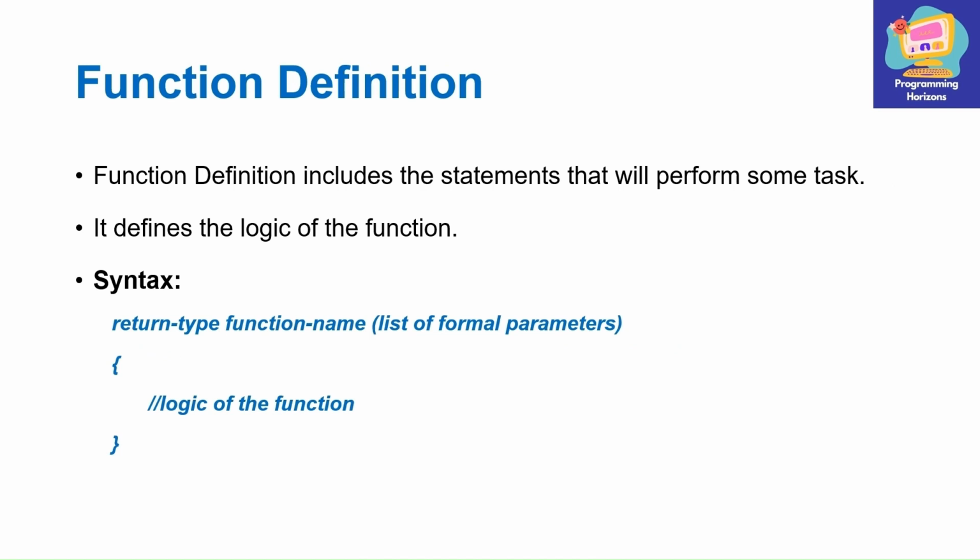Function definition includes all the statements that make up the body of the function. These statements together perform some task and produce some output to the users. It basically defines the logic of the function. The syntax of a function definition is similar to function declaration. Here again we have to type the return type of the function, then the name of the function, and the list of any formal parameters. But instead of terminating this statement with a semicolon, we have to further write down the body of the function within a pair of curly braces.